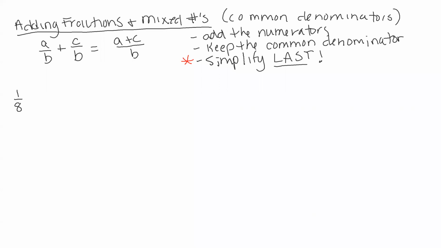I have 1/8 plus 3/8. I have common denominators, so according to my steps, I can add the numerators, keep the common denominator. 1 plus 3 is 4. So I get 4 over 8, and then I want to reduce. You may need to go back and refer to the video on simplifying fractions, but basically you look for common factors in the numerator and denominator that can be divided out. 4 and 8 have a 4 in common, so 4 divided by itself is 1. 8 divided by 4 is 2. The final answer here would be just 1/2. All right.